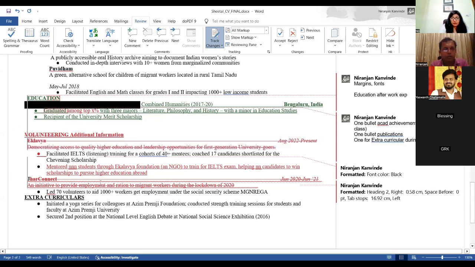Here you would want to highlight June 20 to June 21. This is the period of lockdown which you have mentioned up here. So in the bullet itself you would say led 70,000 volunteers. Upfront you may say Jhar Connect is an initiative. Is it an NGO or a government-led initiative? No, NGO.